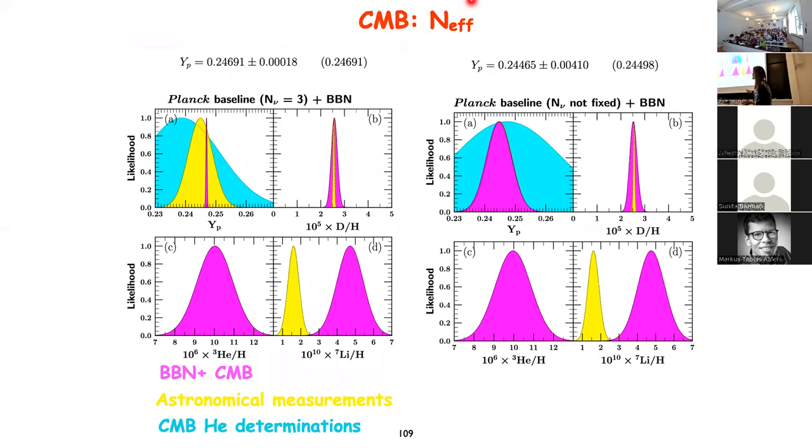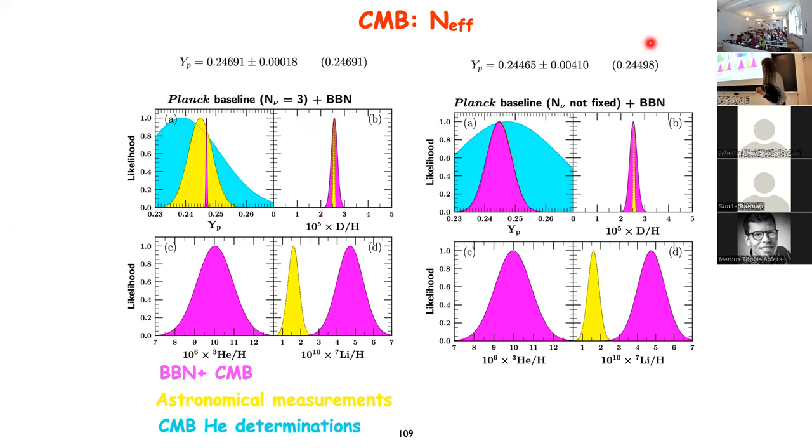So the only degeneracy that N_eff has from the point of view of the CMB is with the helium abundance, okay? Here I show you the predictions from BBN plus CMB for the helium, for the deuterium, and from astronomical measurements and from the CMB helium determination. Here you can see when I fix the number of neutrinos to 3. So what's the difference between this plot and this one? In this one, I'm not fixing the number of neutrinos. I'm combining Planck with BBN measurements, and I'm not fixing N_eff here. As you can see, the largest error is in the helium component, which, as I told you, is the only one sensitive to N_eff.